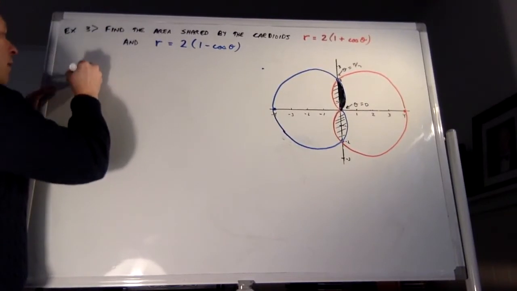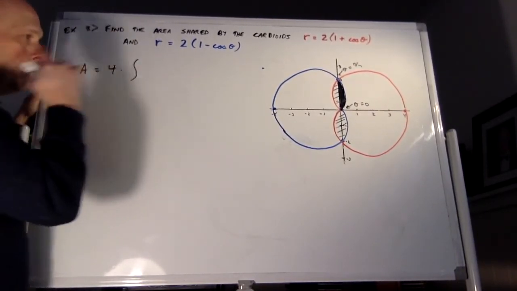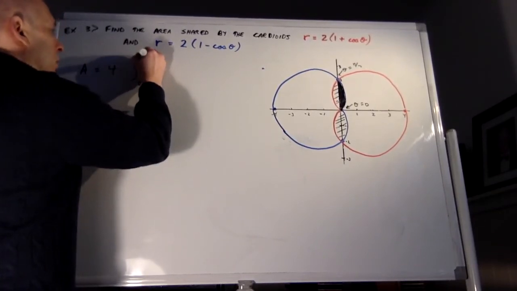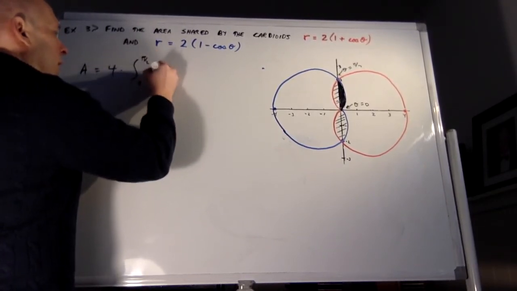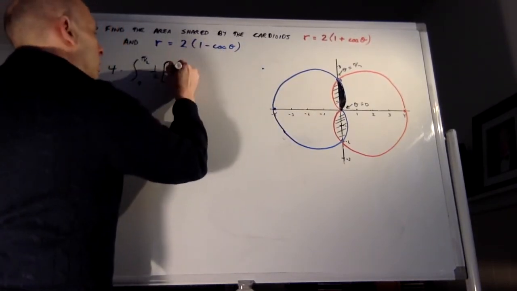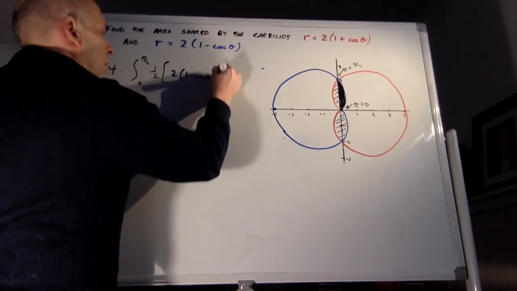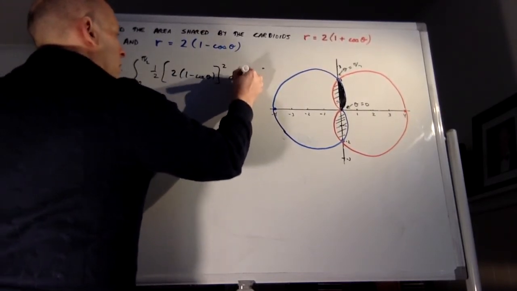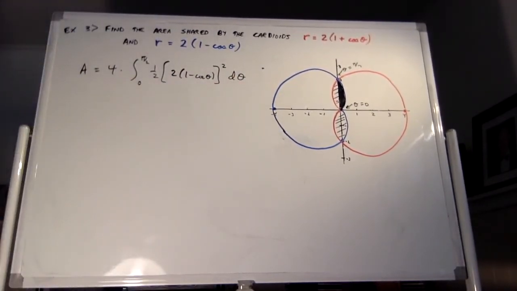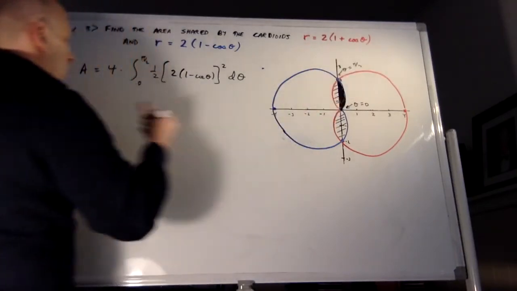The area is equal to 4 times the integral from 0 to pi over 2 of 1/2 r squared. Well, this is the blue curve we're working off of, so r is 2 times 1 minus cosine theta. There's your r. We want to square it, so don't forget to square your r. And there we have it. So this is going to be the setup for this integral, 4 times this area. Okay, so let's work it out.